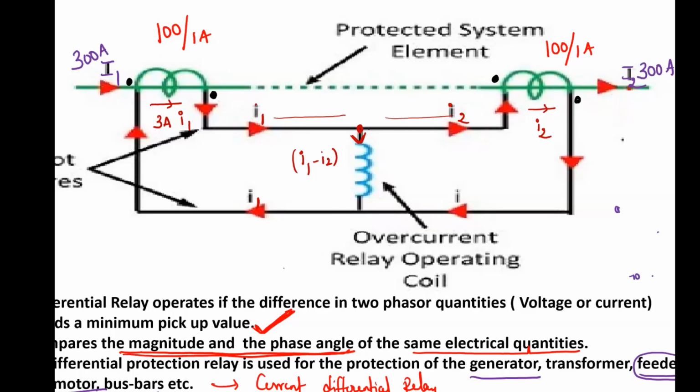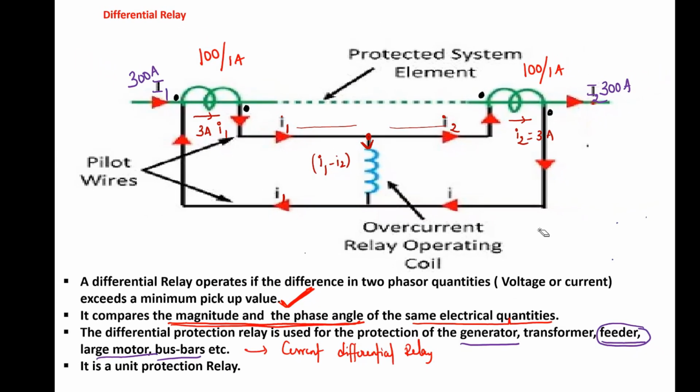So when there is no fault, the small I1 here is 3 ampere, and small I2 is also 3 ampere. So the current flowing through the relay operating coil, I1 minus I2, will become 0. So relay will not operate. Gentlemen, again I am telling you, I am calling the current flowing in the primary of the first CT as capital I1.